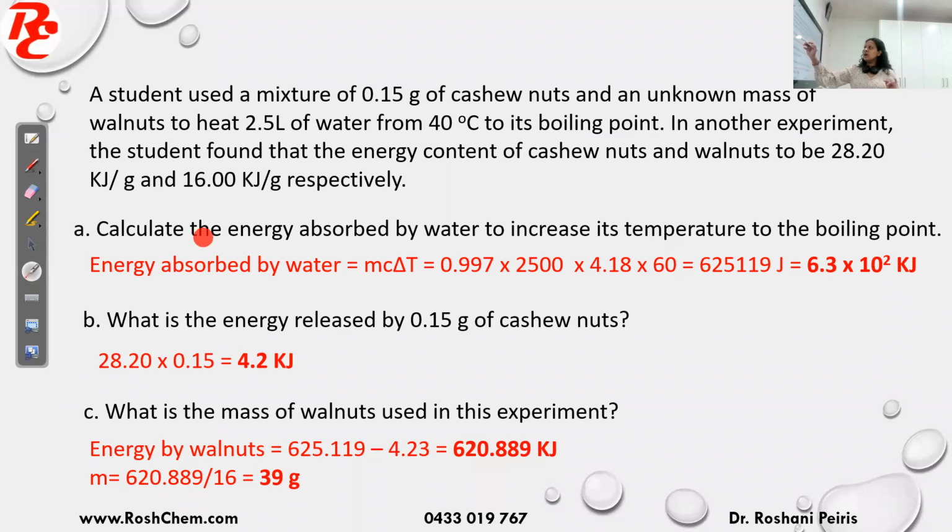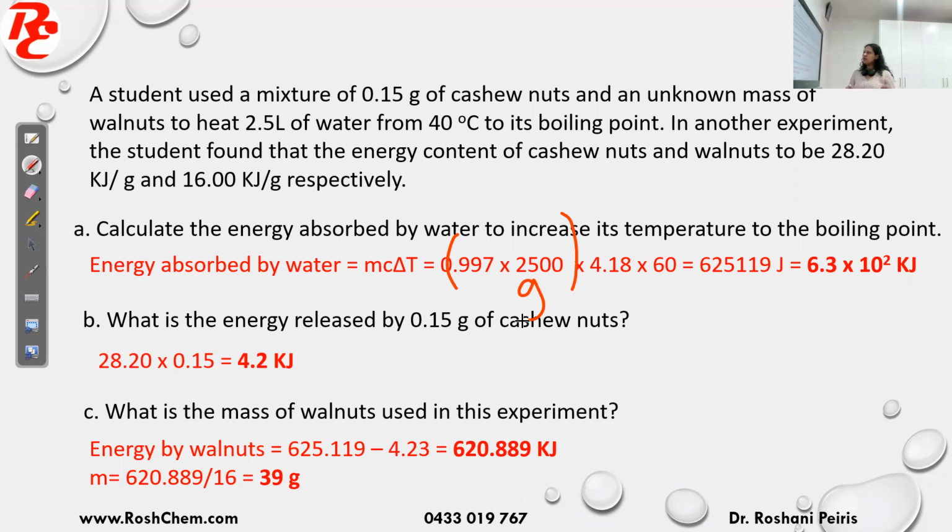So part A, calculate the heat energy absorbed by water to increase its temperature to the boiling point. For that, I can use Q equals mc delta T. So what is the mass of water? 2.5 liters. How do I convert 2.5 liters into the mass? 2.5 liters means 2,500 ml, right? To convert into mass, I multiply by the density. So that's why I have used the density here. 0.997 is the density. You multiply by how many mLs you have, so then you get your mass in grams.